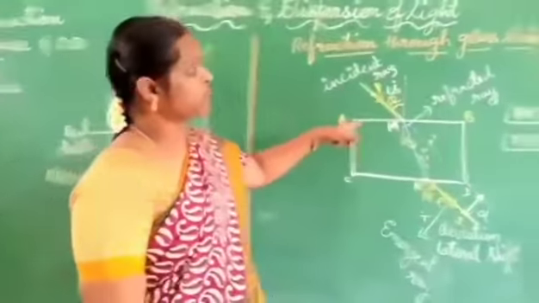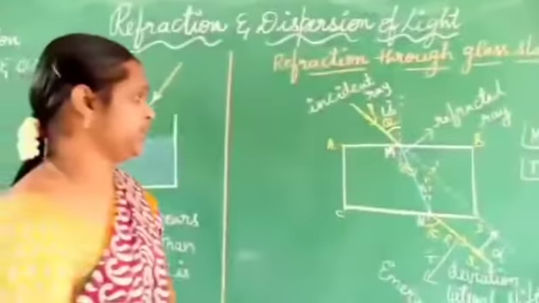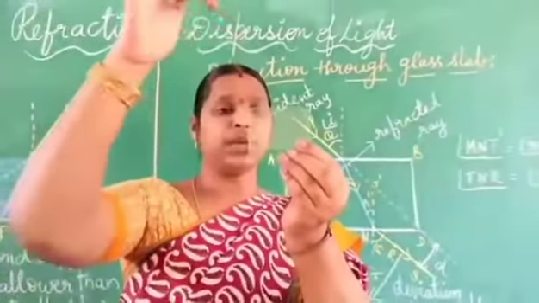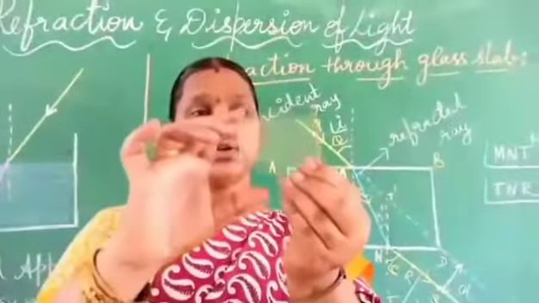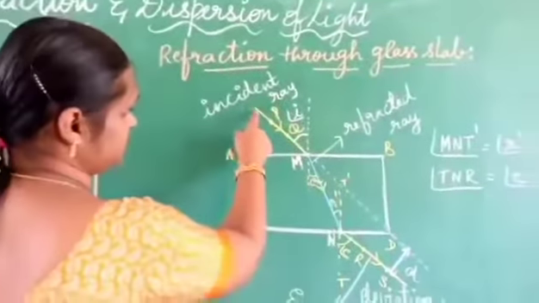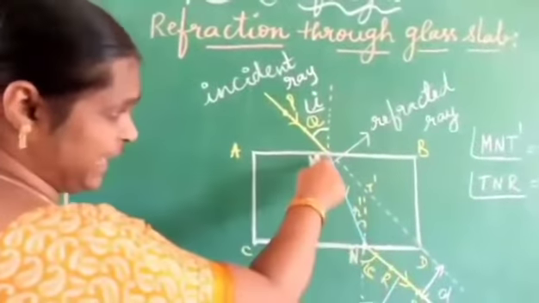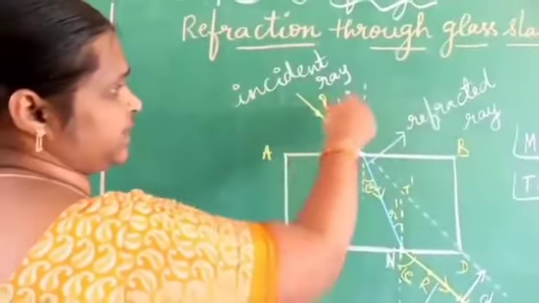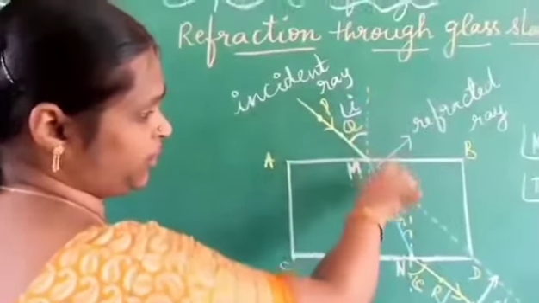Now let us move on to the next part, that is how refraction takes place through the glass slab. This is the glass slab, children. What can we see very clearly? It is rectangular in shape. The ray of light which is falling on the glass slab is called the incident ray. This initial ray which is falling on the surface of the slab at the point of incidence is called the incident ray. These dotted lines that I have drawn are nothing but the normal.